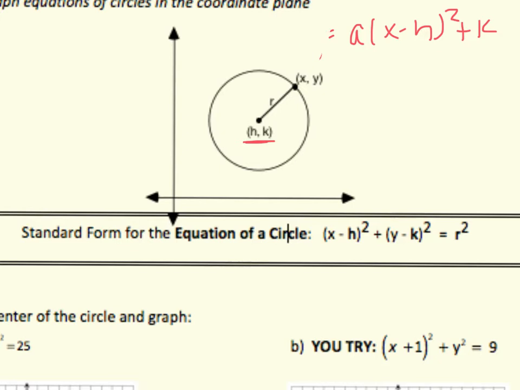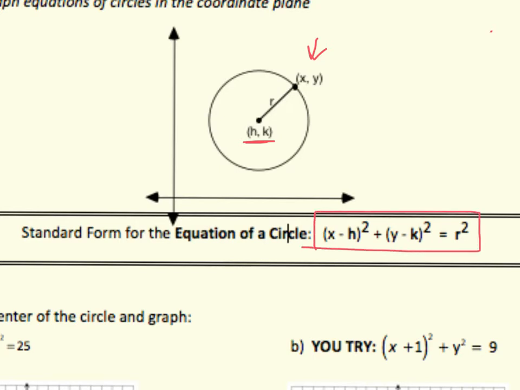H and k are still your center of the circle, and x comma y is just any old point on the circle. So your general form of your circle is x minus h squared plus y minus k squared equals the radius squared. So r represents the radius.